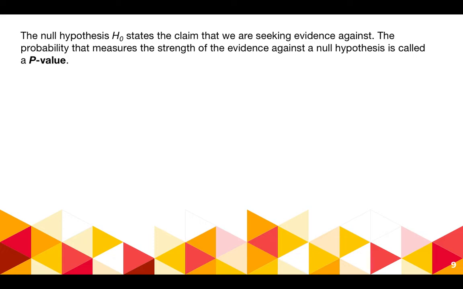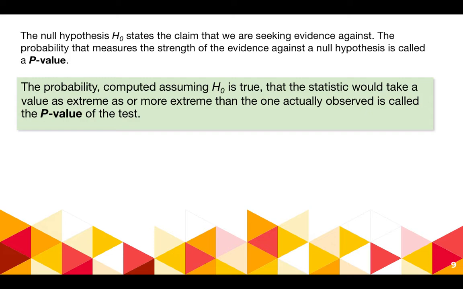So the null hypothesis states the claim that we're seeking evidence against. The probability that measures the strength of the evidence against the null hypothesis is called a p-value. So this is a definition for p-value. The probability, computed assuming that the null hypothesis is true, that the statistic would take a value as extreme as or more extreme than the one actually observed, is called the p-value.